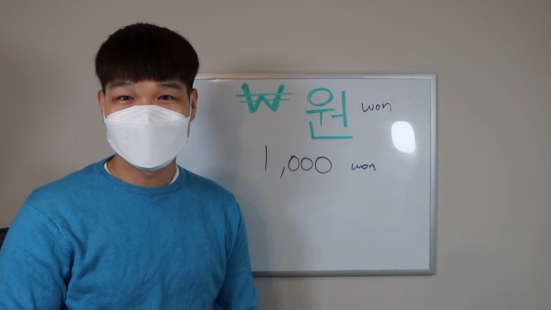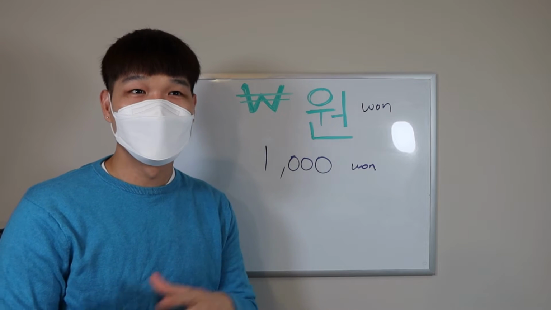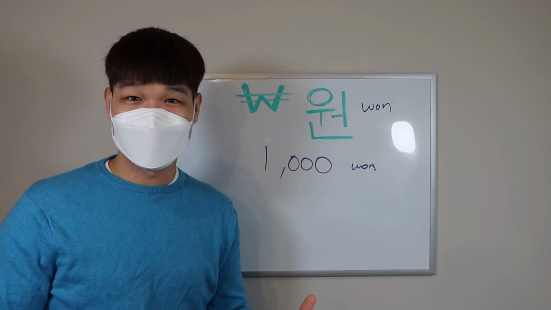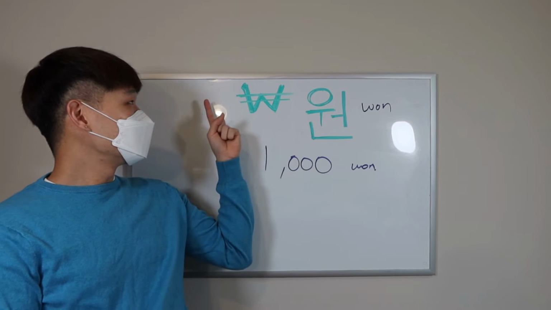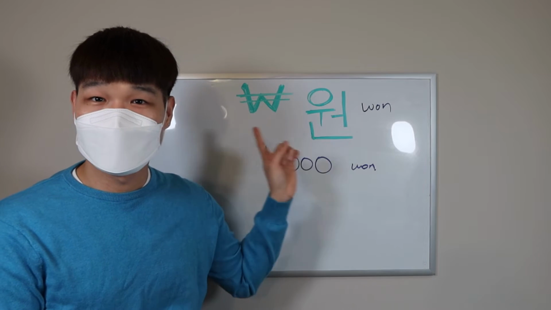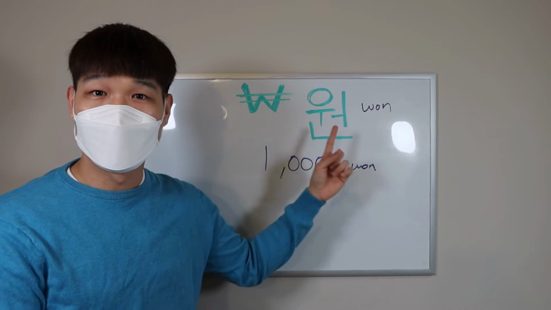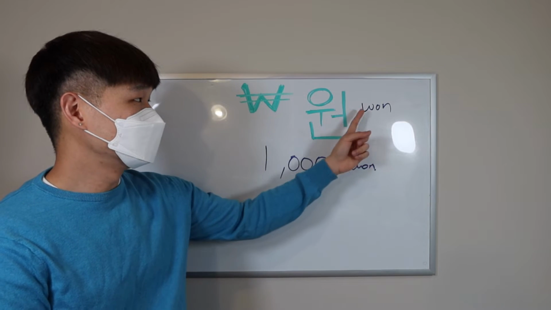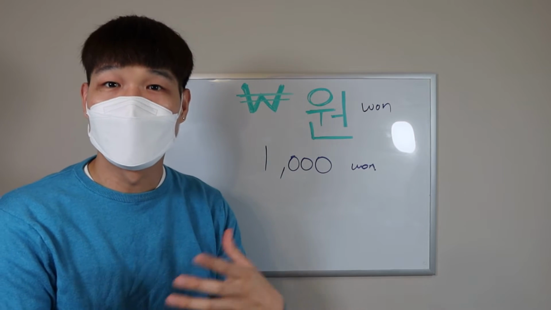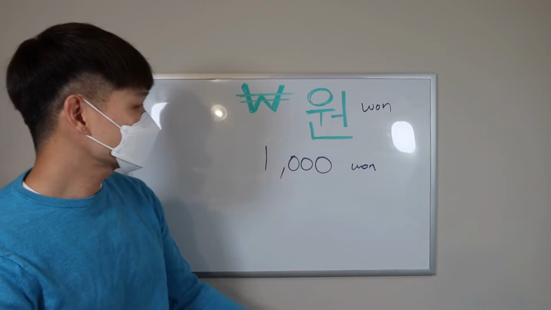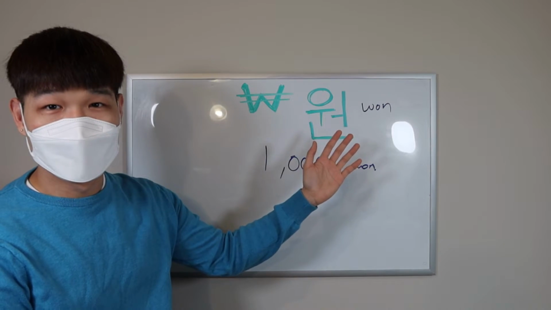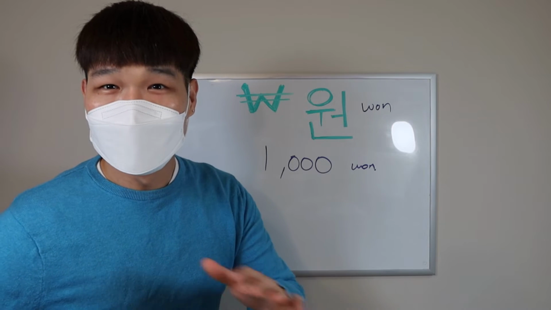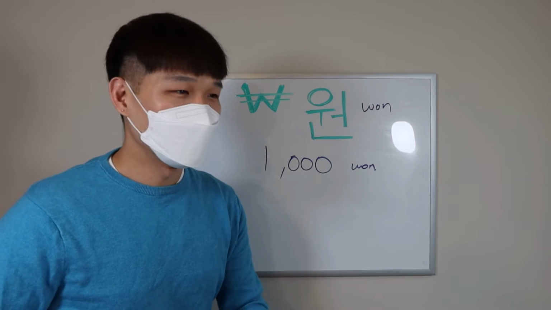Hey everyone, let's get started on today's video, which is briefly going over Korean money, or the currency of Korea. It's a W with two horizontal dashes. That's the symbol of the Korean won. It has a "won" sound, W-O-N, like "I won a prize." The Korean won.